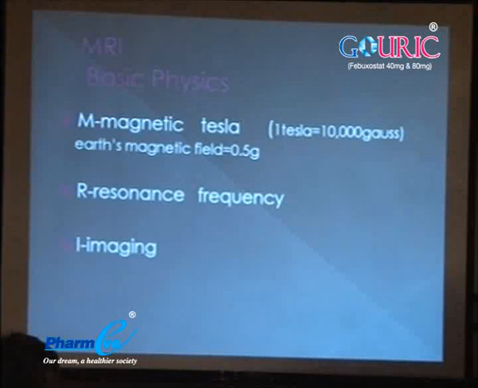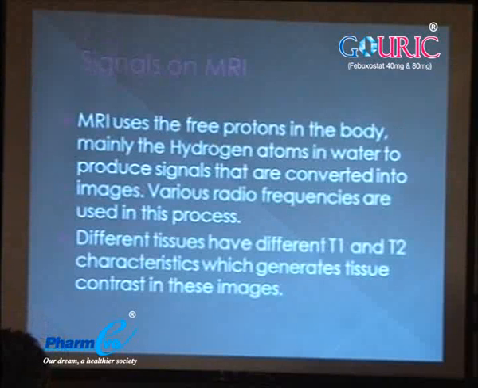The other thing that we use in this examination is radio frequency, the same radio frequency that you use to tune in to a radio. And of course, we use these signals to generate images. It uses the free protons in the body. MRI physics is really the most complicated physics that I've had to negotiate during my career. Anyhow, it uses the free protons in the body, which mainly come from the hydrogen atoms in water.